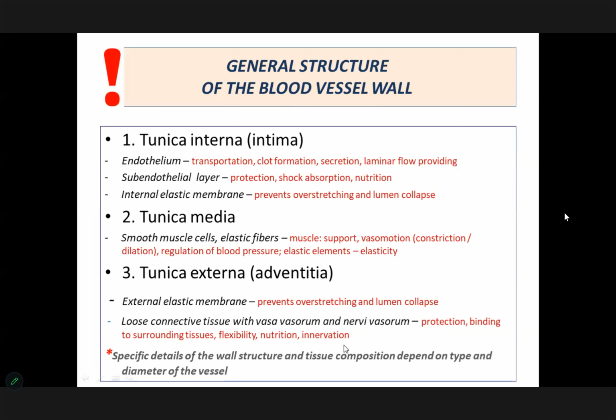Nutrition and innervation, because of the presence of vasa vasorum and nervi vasorum, blood vessels and nerves that supply the wall of this vessel. This is the general structural plan of blood vessels, and in different blood vessels, we will have somewhat different structure.